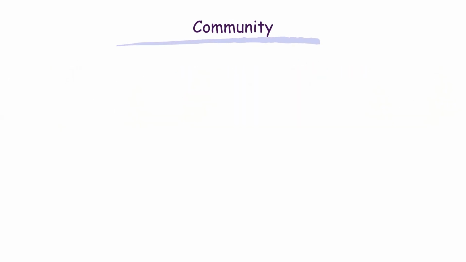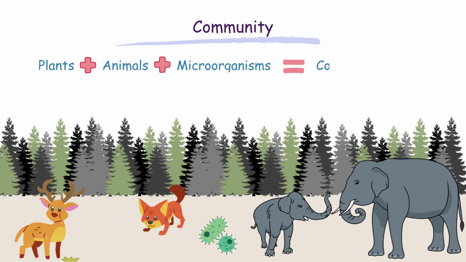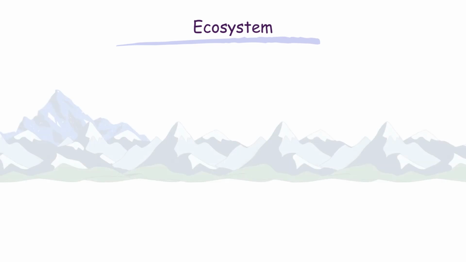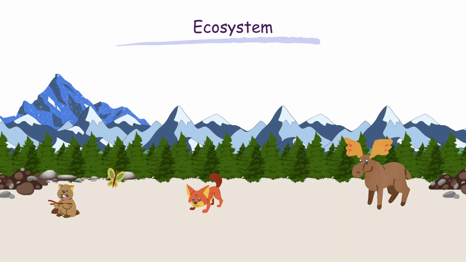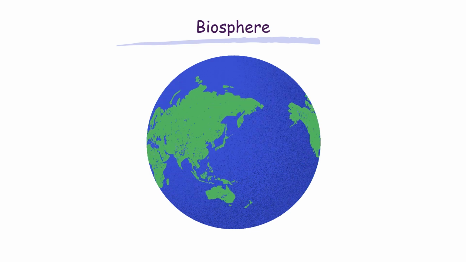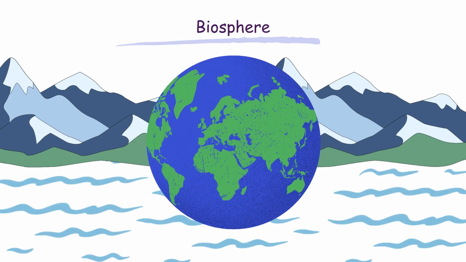Now, let's add more friends to the mix. When different populations of plants, animals, and microorganisms live together in one place, they create a community. This is where the real party starts, the ecosystem. It's like a magical dance where living beings like plants and animals interact with non-living things like the soil and water. And finally, we have the whole Earth as our stage, the biosphere. It's the home of all life, from the highest mountains to the deepest oceans.